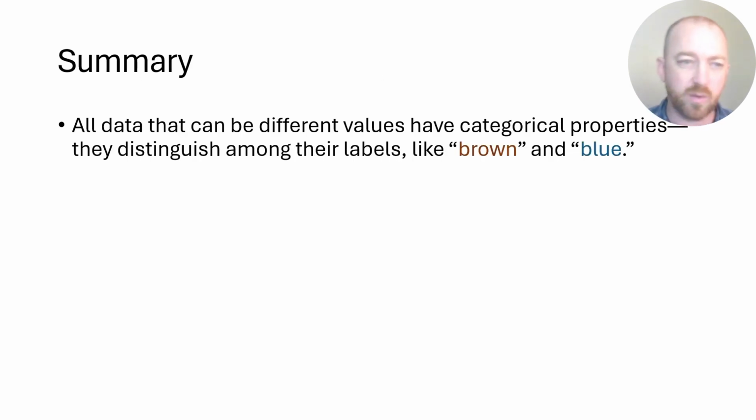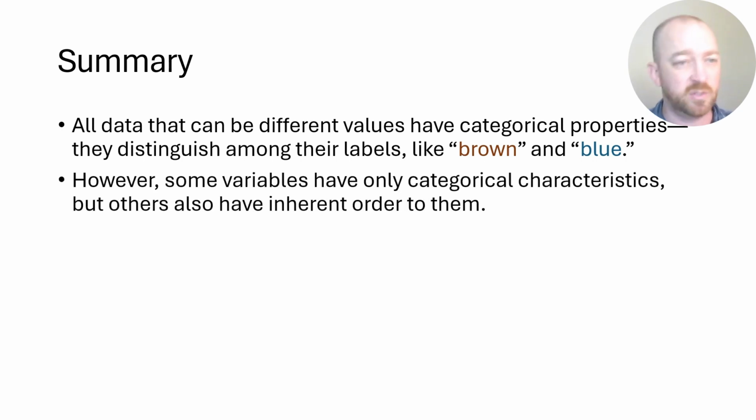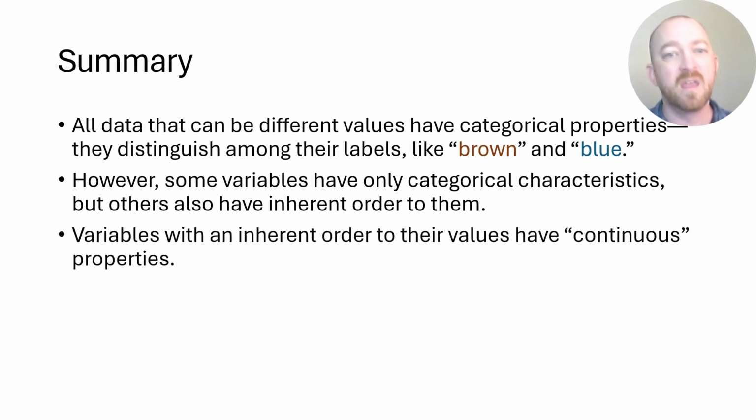Okay, so just a quick wrap up: all data, if it's useful at all, must have at least categorical properties, meaning it distinguishes among the values it can take on. For example, like brown and blue, those must be different or you're not giving me any information. It's useless. Okay, now some variables have only categorical characteristics and others have beyond categorical characteristics. They start to get into continuous characteristics. So those are called continuous properties.